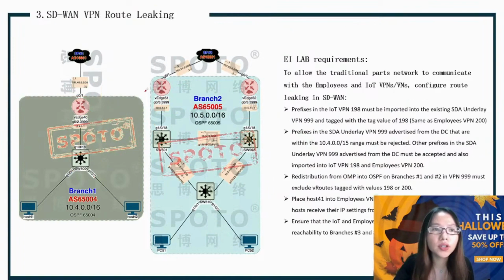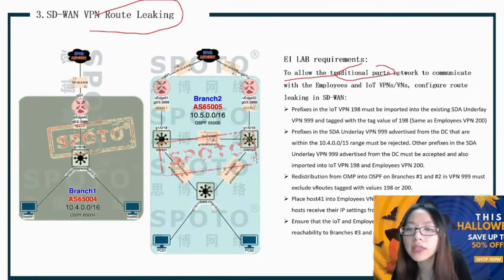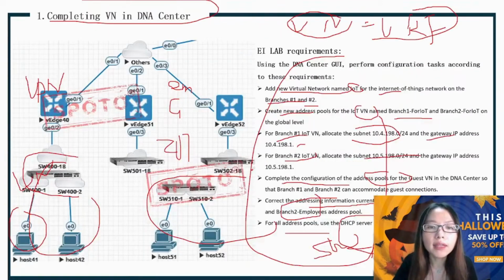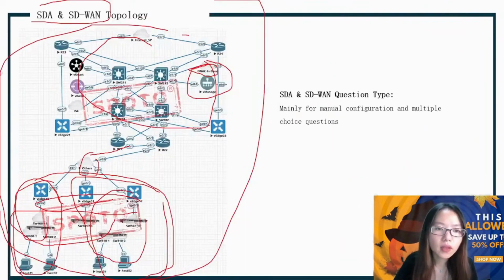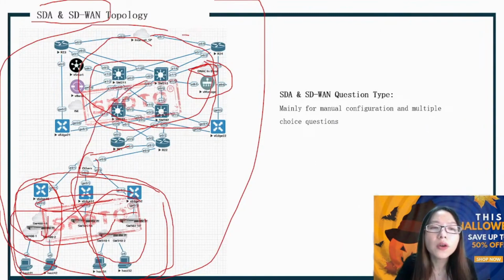So let's continue to talk about the third part. The third part is about route leak. Route leak, to allow the traditional part network to communicate with the employee and the IoT. So what does this mean? So this means that we need to trace the DC to IoT and our employee.